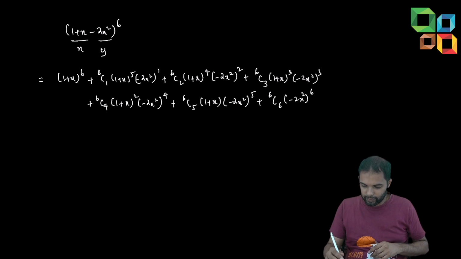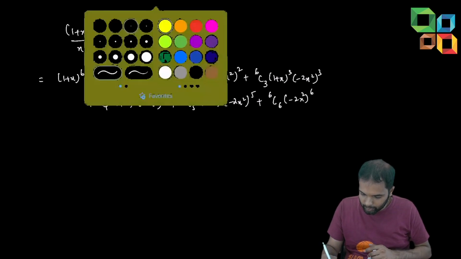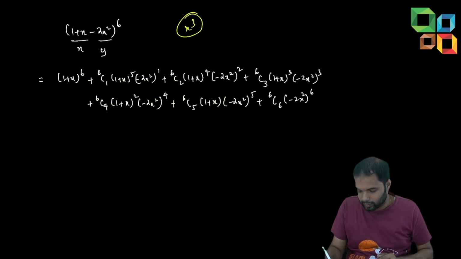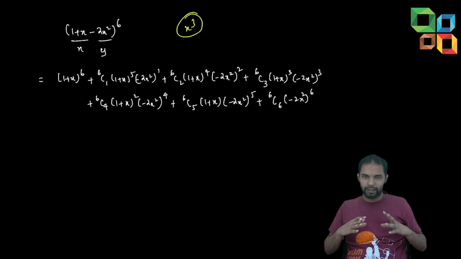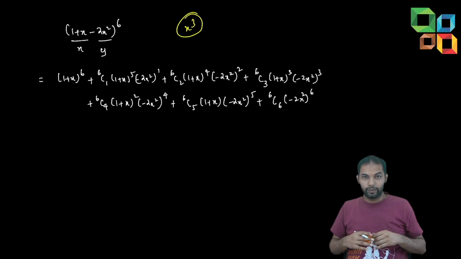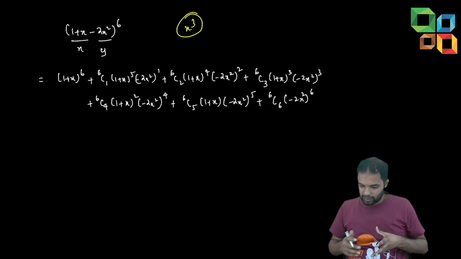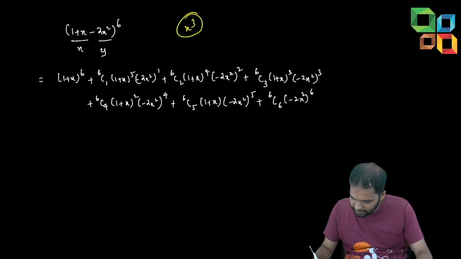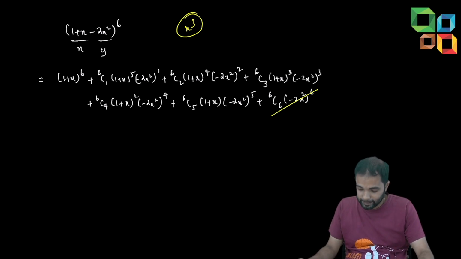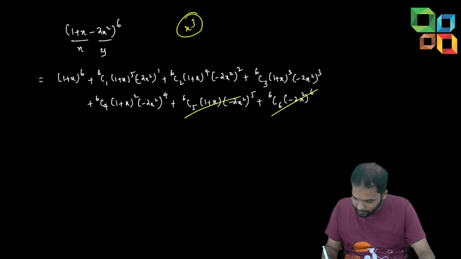What is mentioned? We have to find terms only up to x cube. Can we just ignore some of the terms already? We could have done that before expanding also. But if you have not figured it out, let's look at the terms at the end. This is certainly x power 12. Look at the previous term. This is x power 10 into something.